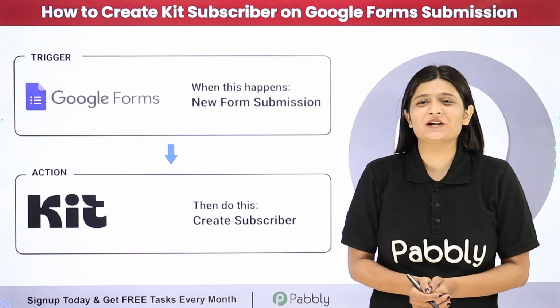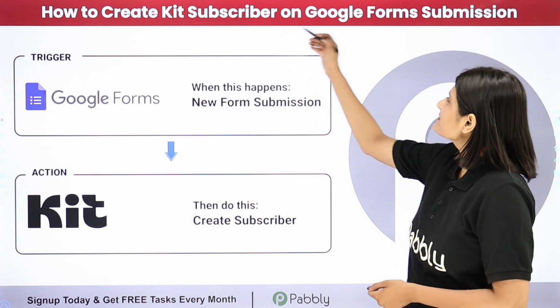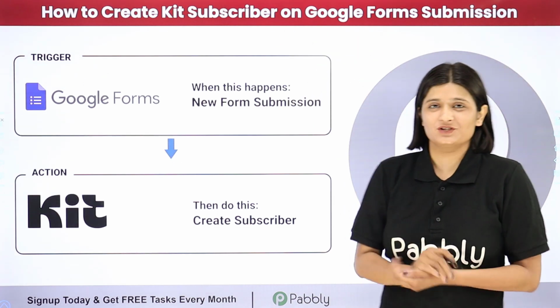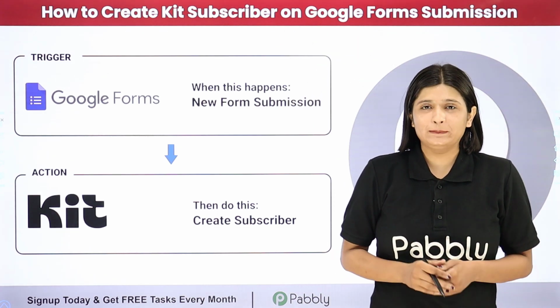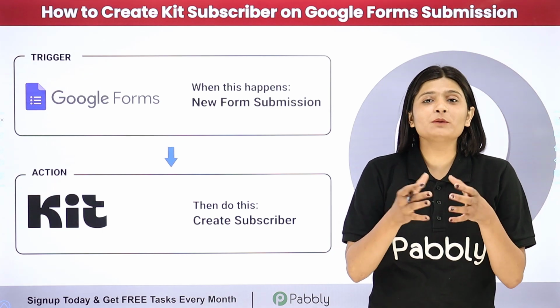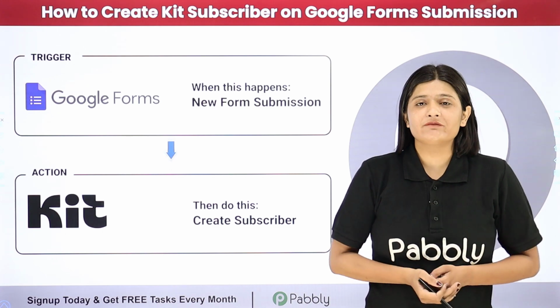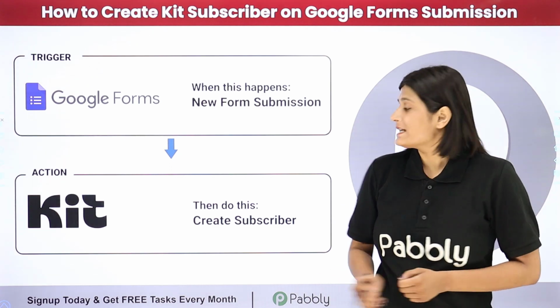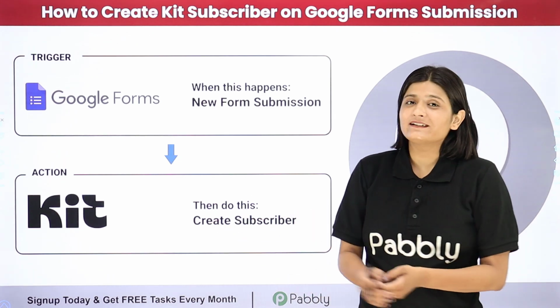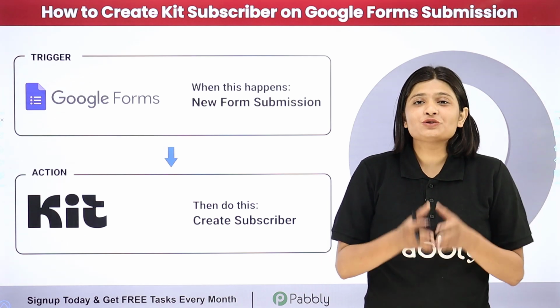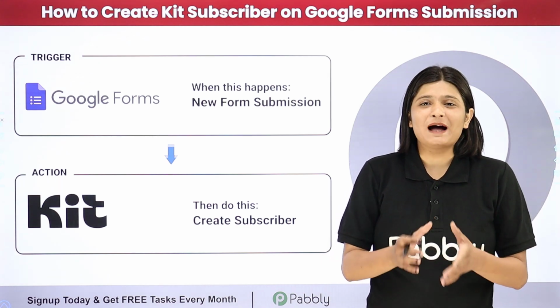So in this video, we are going to learn how to create Kit subscriber on Google Forms submission. So let's suppose I'm running a bakery and I'm collecting all my potential clients with the help of Google Forms. Now I want that whenever someone fills this form, a subscriber is automatically created in my Kit account. So to do this automation, I'm going to use Pabbly Connect.